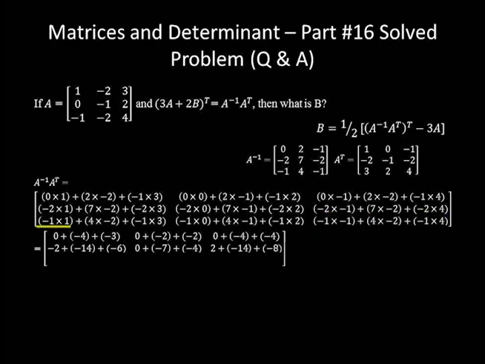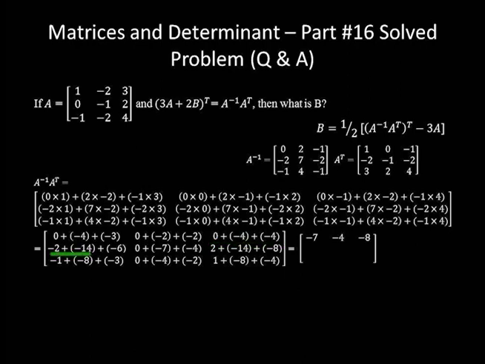Negative 1 times 1 is negative 1 plus 4 times negative 2 is negative 8 plus negative 1 times 3 is negative 3. Negative 1 times 0 is 0 plus 4 times negative 1 is negative 4 plus negative 1 times 2 is negative 2. Negative 1 times negative 1 is positive 1 plus 4 times negative 2 is negative 8 plus negative 1 times 4 is negative 4. 0 plus negative 4 plus negative 3 is negative 7. 0 plus negative 2 plus negative 2 is negative 4. 0 plus negative 4 plus negative 4 is negative 8.